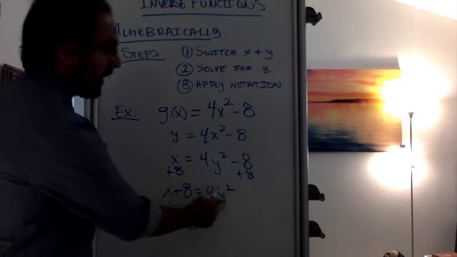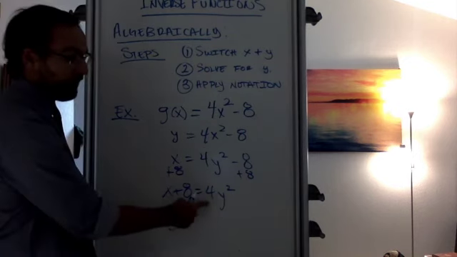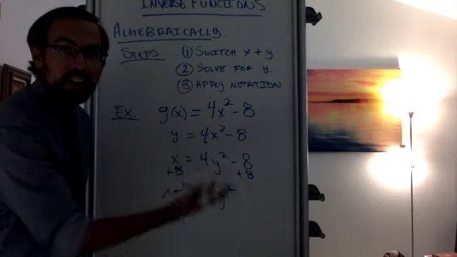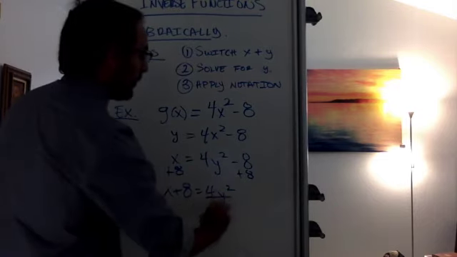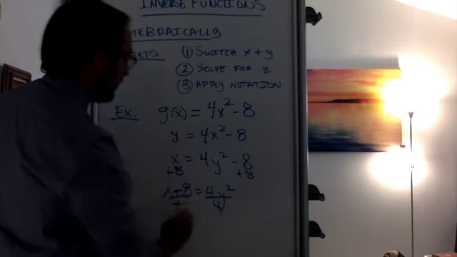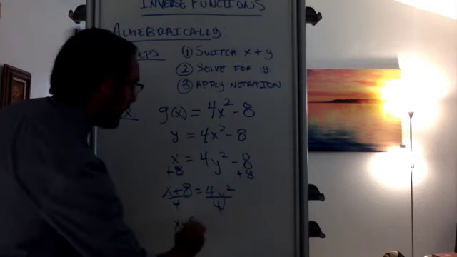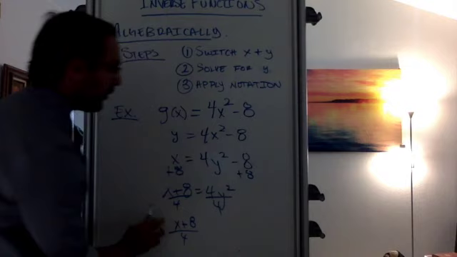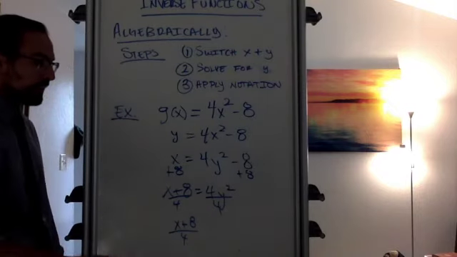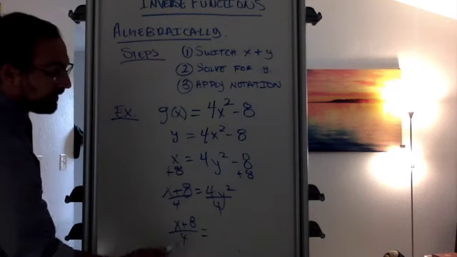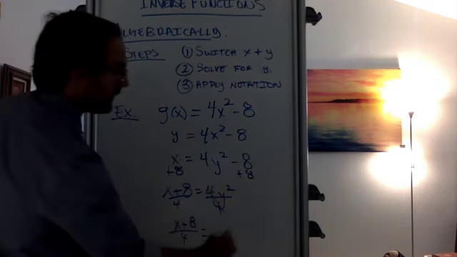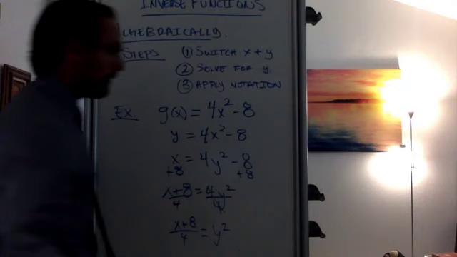Next, I want to look at y squared and the 4 in front of it. What's more attached? The exponents are always going to be more attached. So I'm going to divide by 4 on both sides to get x plus 8 divided by 4. No, I cannot simplify 8 and 4. We talked about that in class today. But I get x plus 8 divided by 4 equals, and now I just have y squared.